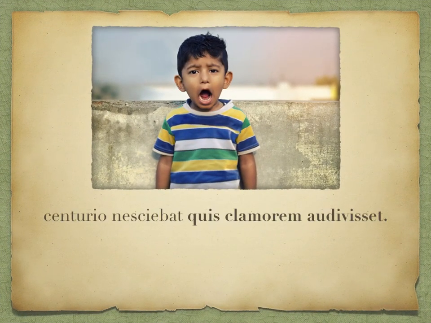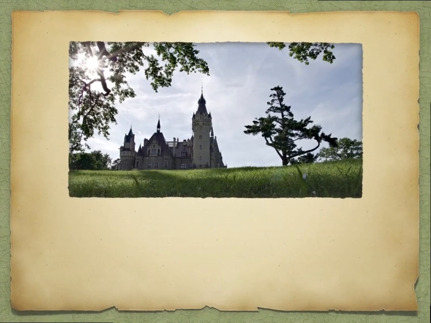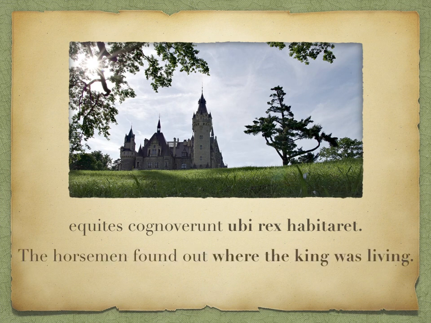So number one, centurio nesciebat quis clamorem audivisset. The centurion did not know who had heard the shout. So the indirect question, who had heard the shout, and it's something that the centurion is asking himself because he doesn't know. Here's another one, equites cognoverunt ubi rex habitaret. The horsemen found out where the king was living. So again, the question they probably ask themselves is, where does the king live? And they found out the answer to their question.